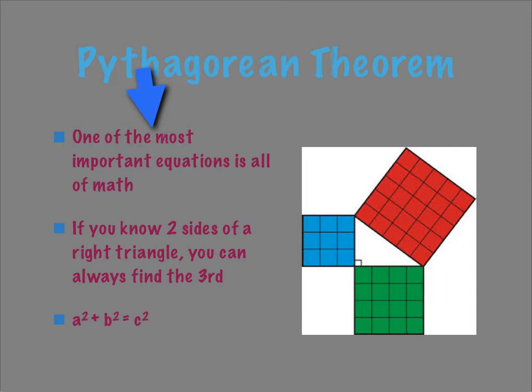The point about the Pythagorean theorem is that if you know 2 sides of a right triangle, you can always find the third. So if we happen to have a triangle and we know any 2 sides, it doesn't matter what, we can figure out the third.